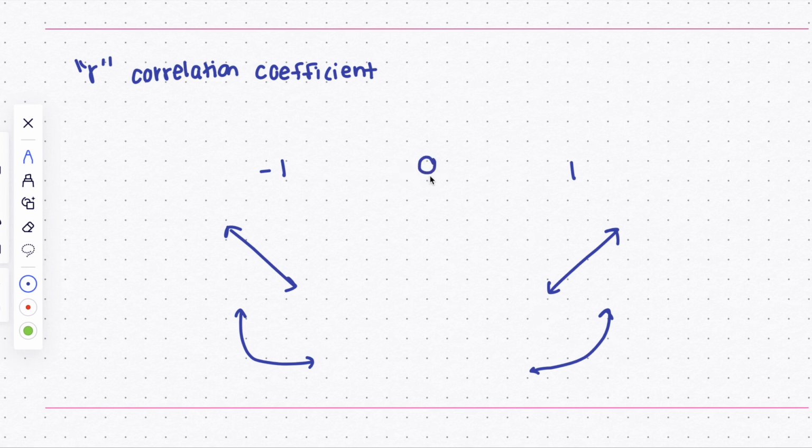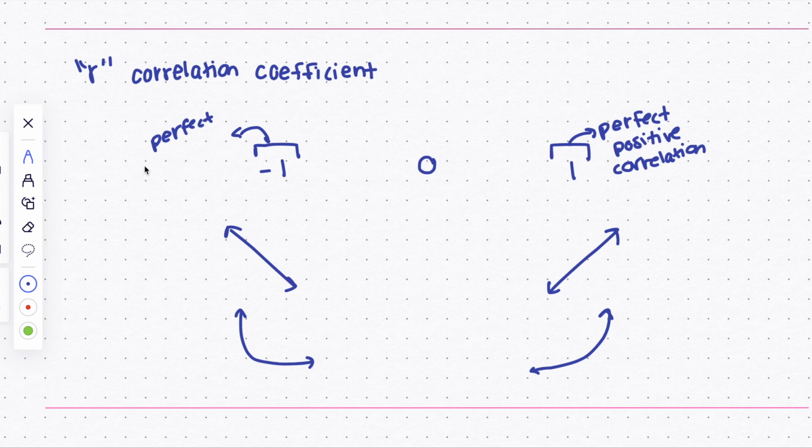So what is the purpose of this correlation coefficient? Well, the range of numbers from -1 to +1 tells you how strong the relationship is between the two sets of data that you're running the test for. So the closer you are to a -1 or a +1, the stronger the relation is between the two variables. So this would actually be a perfect positive correlation, and this would be known as a perfect negative correlation.